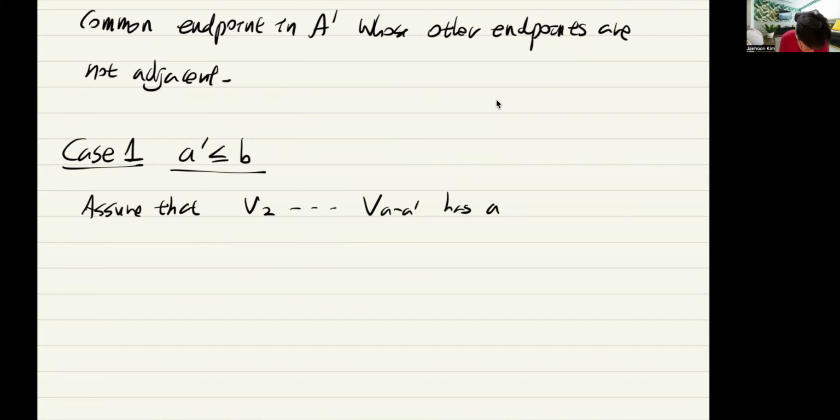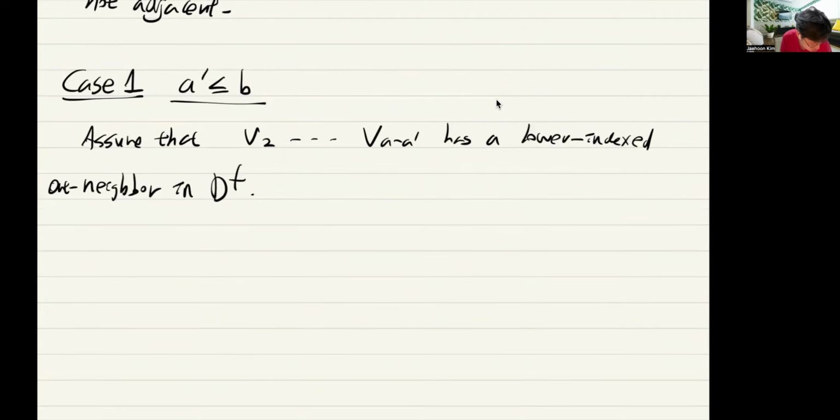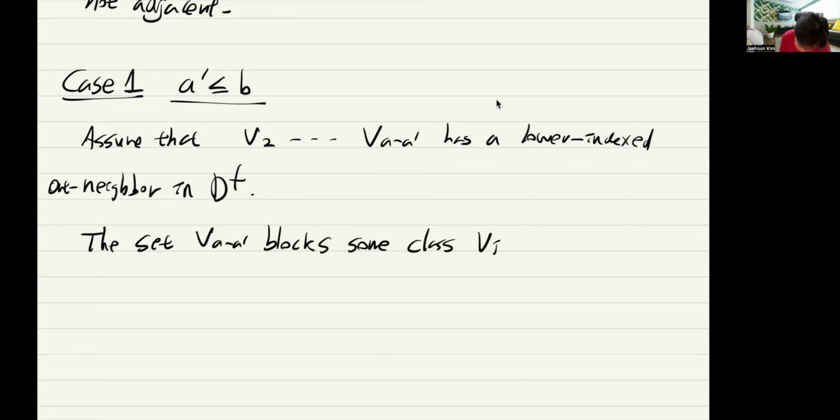They have a row-indexed out-neighbor in D^F. So we can assume that by reindexing. Then the set V(A minus A prime), which is the last one that is not free, blocks some class Vj. That's not free, which means it blocks some class which is still accessible.